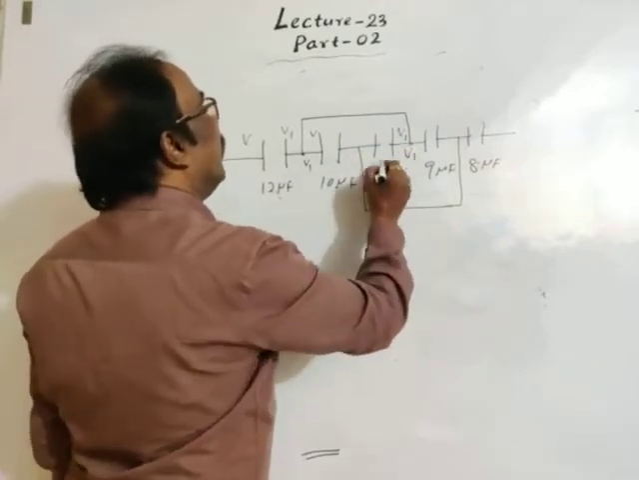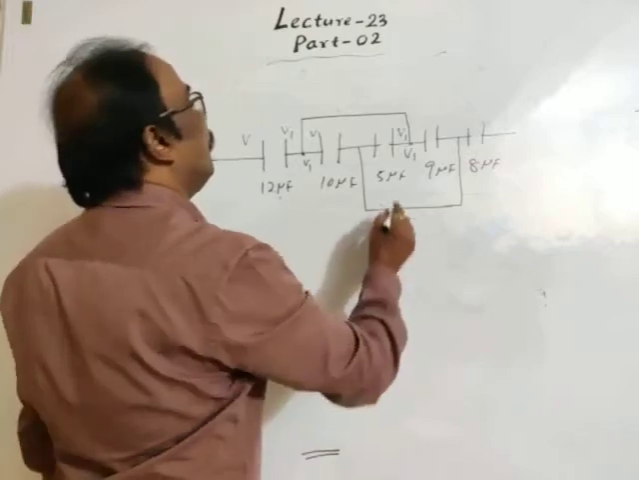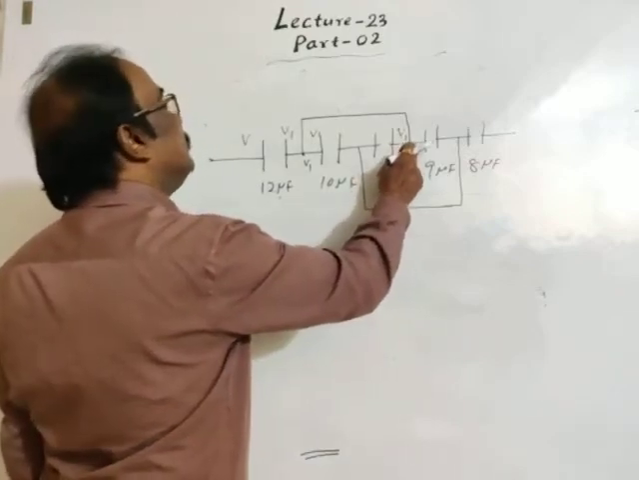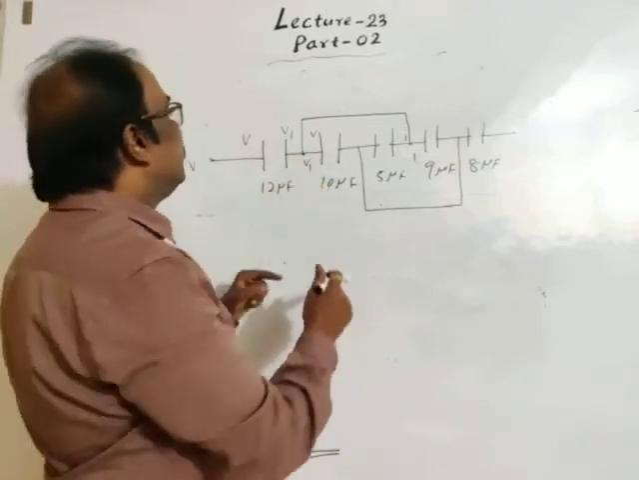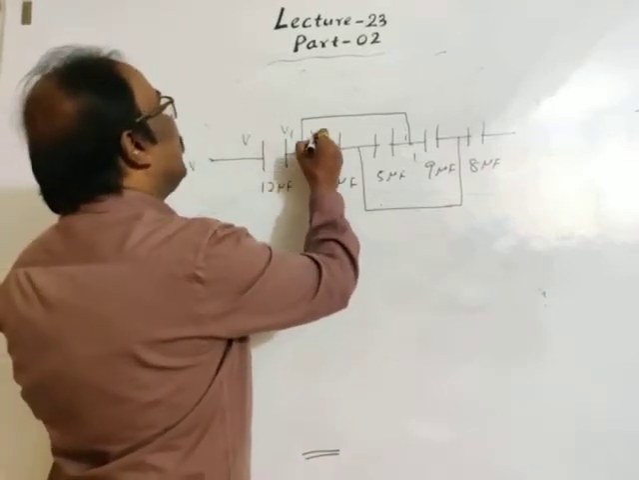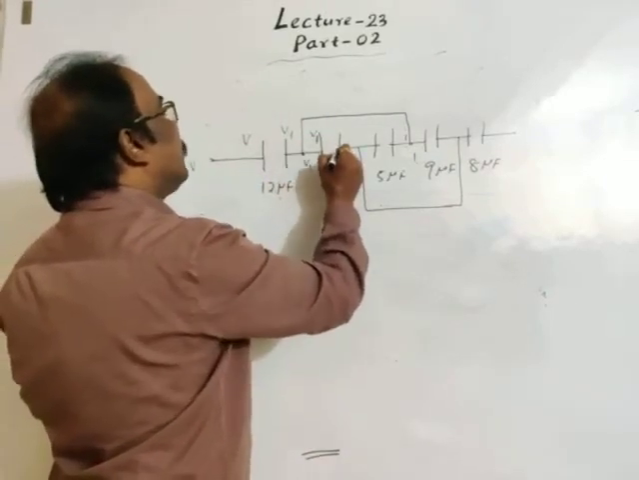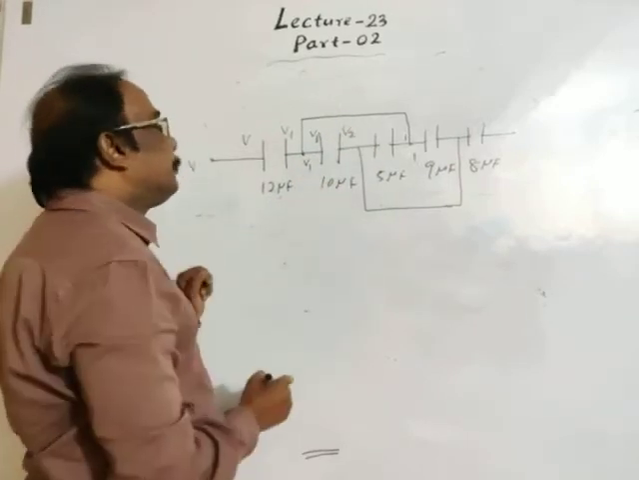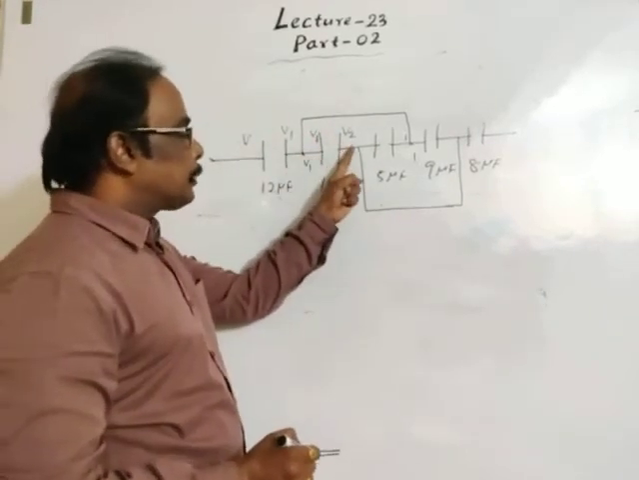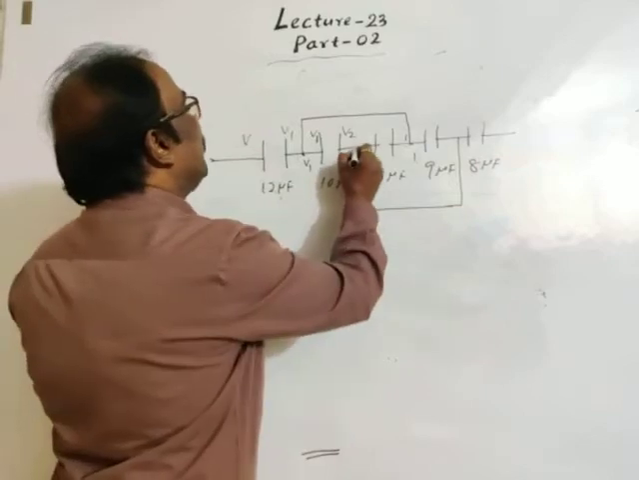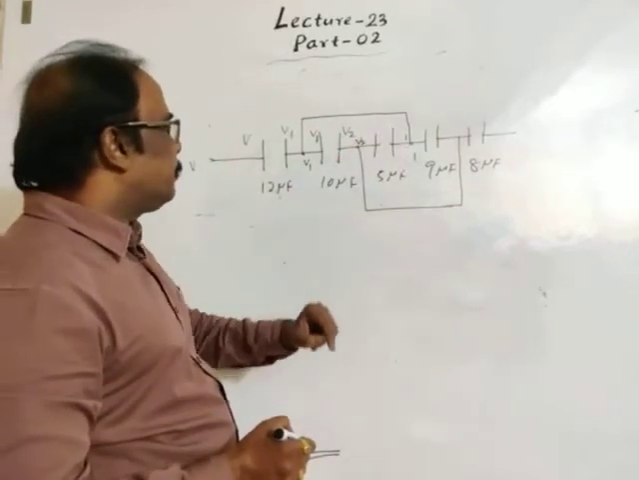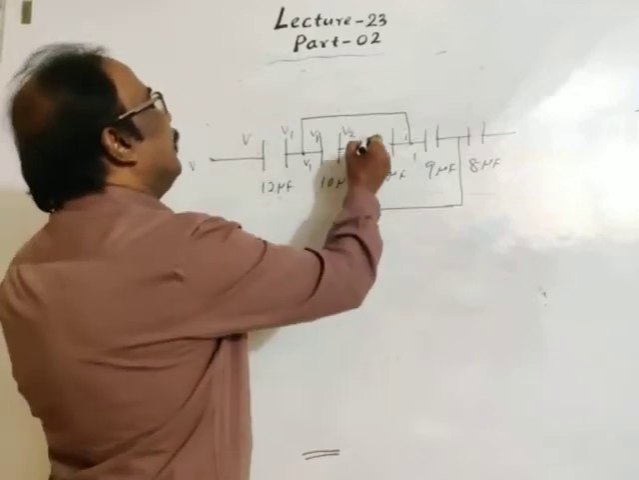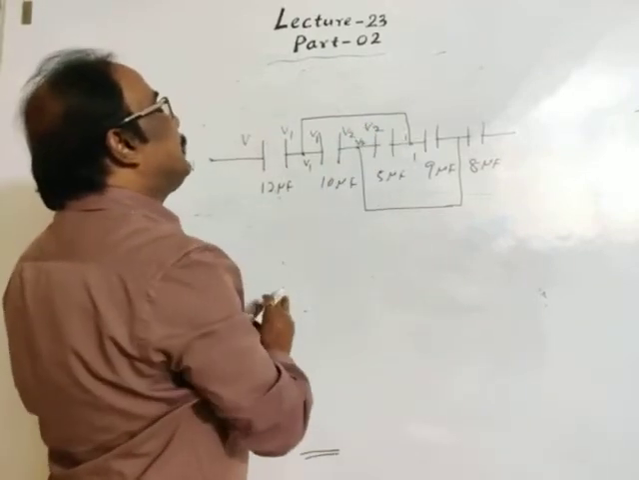Potential of this point, see. Potential of this plate is V1, and potential of this plate is, let us say, V2. This is V1, this is V2. Then the potential of this plate we will take as V2, because this is V2, so this will also be V2.